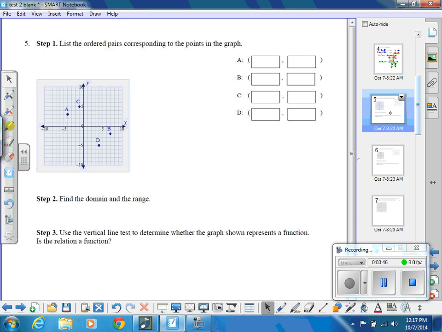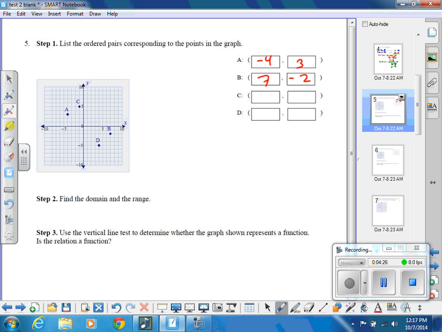Let's scroll on down. Alright, so this is saying list the ordered pairs corresponding to the points of the graph. Well, as far as I know, your teacher might give you a set of points and then ask you, is this a function? Or tell me what's the domain and range. So you might not have a graph to look at, but if we get the points, we're going to do the same thing. So in this case, if I look at A, it's over here, okay? And that's going to be at negative 4, and it goes up to 3. So A is negative 4, 3. B is going to be 7, negative 2.